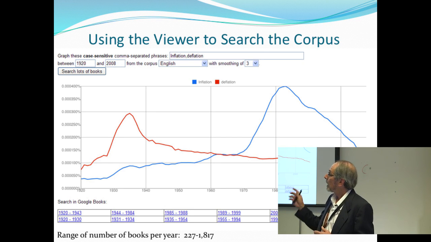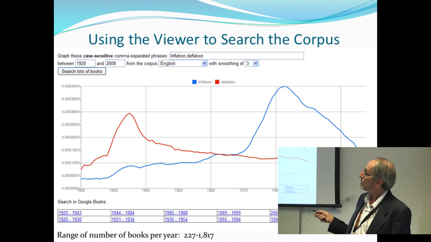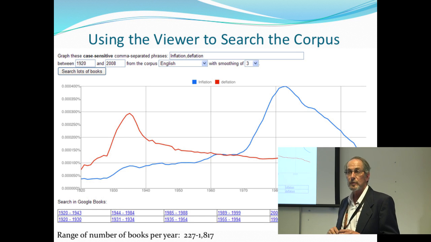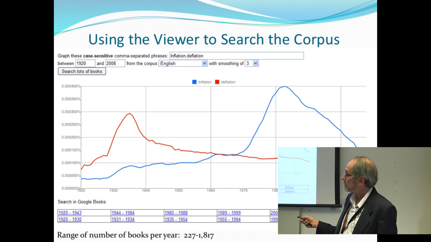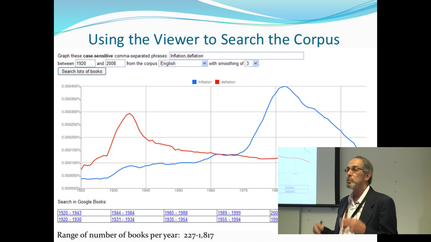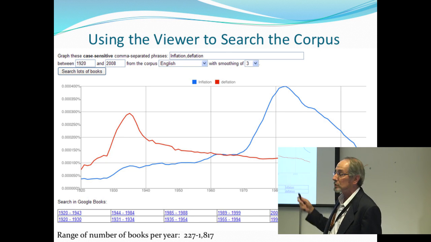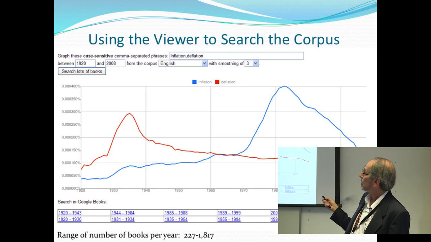Once you enter in your search words, your time range, the corpus, and your smoothing, you click on search for the lot of books, and the graph comes back like this. So as you can see, from 1920 to about 1960, deflation was much more popular in the English literature, whereas afterwards, inflation from about 65 onwards became the more popular term in, again, the English literature. Okay? So that's the Ngram viewer.